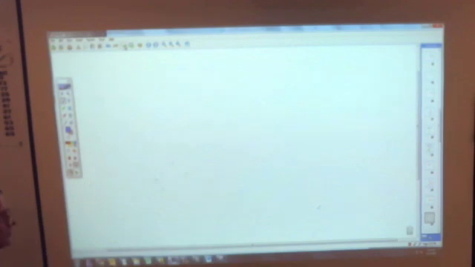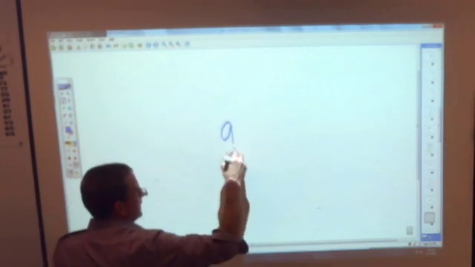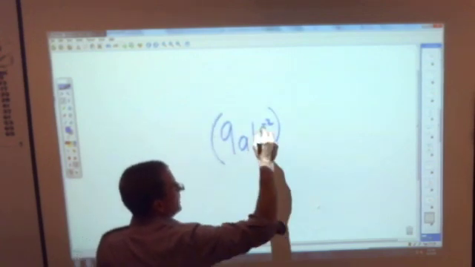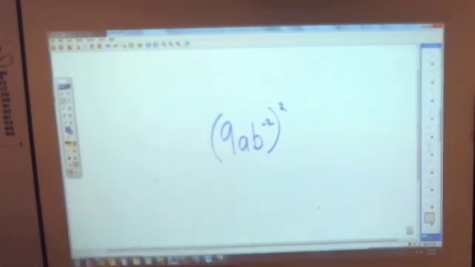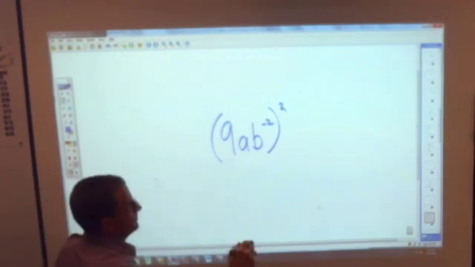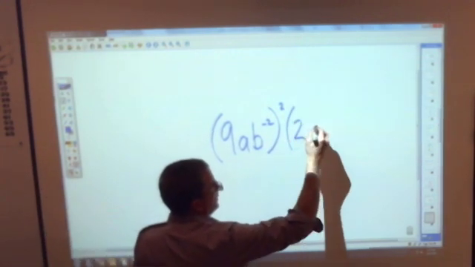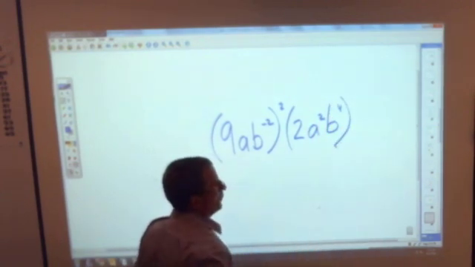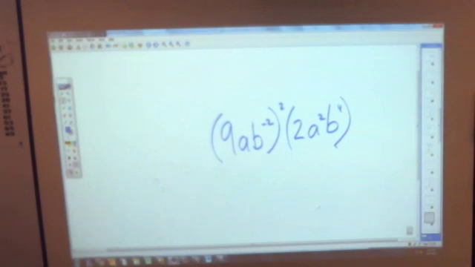9ab to the negative 2, all squared, times 2a squared b to the 4th. Now, before you try your endeavor there, make sure you're following order of operations, which means exponents have to be done first.